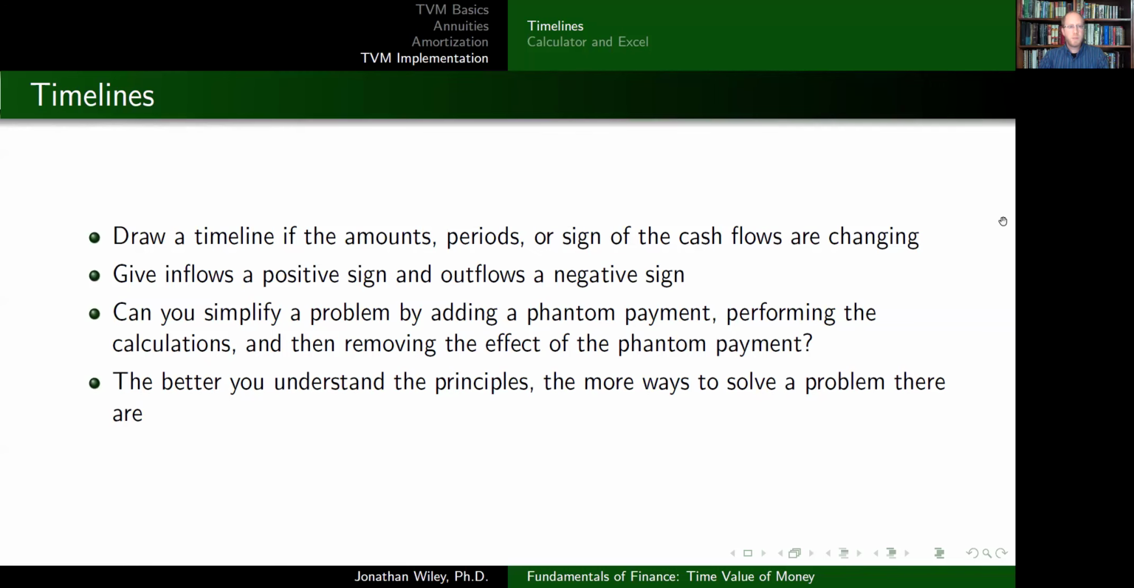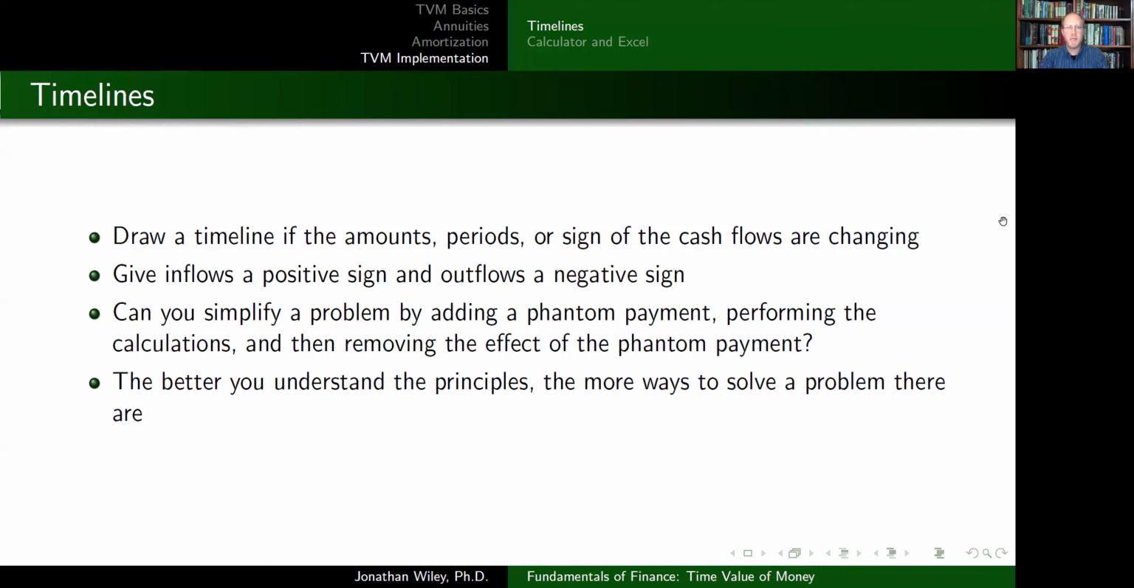All right, so in this video, I'm going to talk a little bit about implementing time value of money calculations. So first, let's talk a little bit about timelines. If you have a situation in which the amounts or periods or sign of the cash flows are changing, I strongly recommend that you actually write out a timeline.